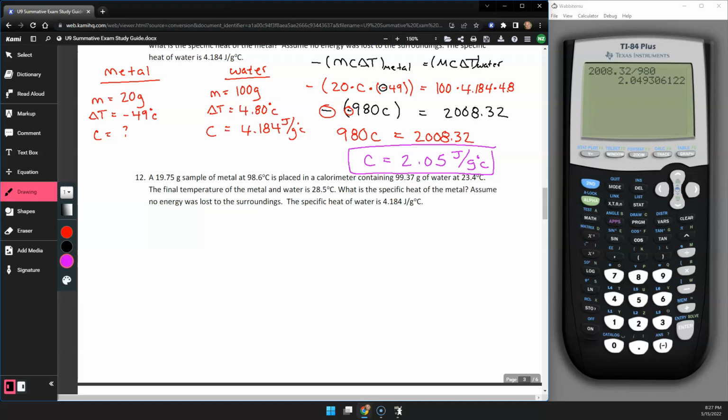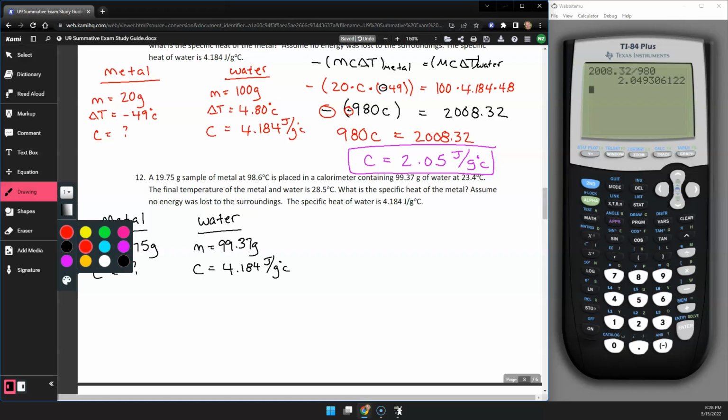Okay. So we have to do a little bit more work here because it's not giving us the change in temperature. It gives us an initial temperature and a final temperature. So we have our metal and we have our water. Let's go through and let's collect all the information. So the mass of our metal is 19.75 grams. The mass of our water is 99.37 grams. Okay, let's see. We don't know the specific heat of the metal. We know that water is 4.184 joules over grams degrees Celsius.